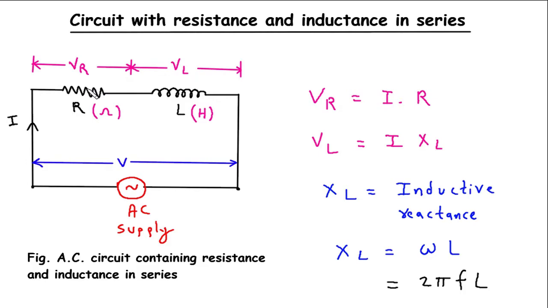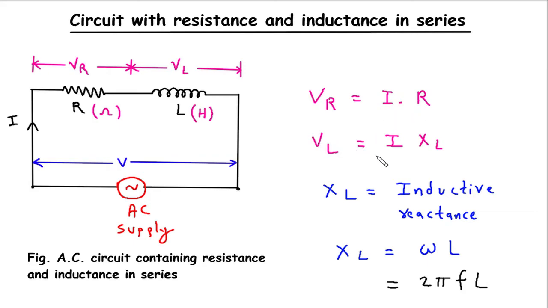Let the voltage drop across this resistor be VR and the voltage drop across this inductor be VL. The current flowing through this circuit is I. So the current is the same in the resistor and inductor. Now VR is equal to I into R, according to Ohm's law: voltage is equal to current into resistance.